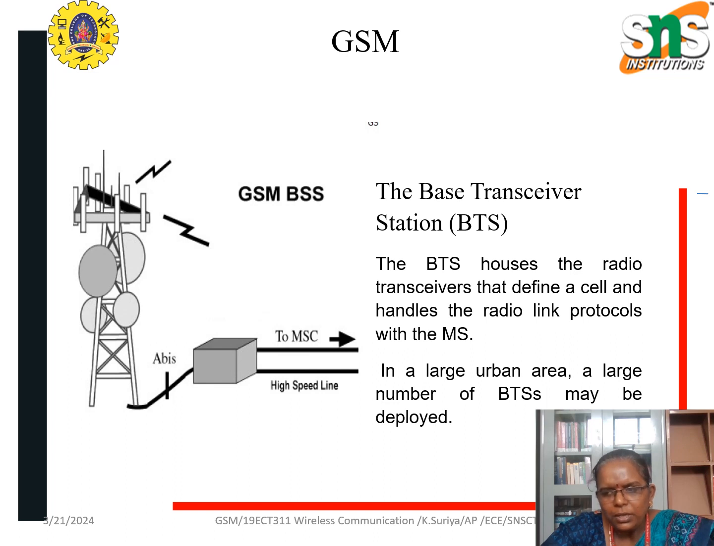In large urban areas, a large number of base transceiver stations may be deployed. The coverage of these base transceiver stations depends upon the height of the antenna and the transmitting power of the antenna. All these are very important factors necessary to determine the radio coverage of the base transceiver station. As shown in the diagram, the base transceiver station is connected to the base station controller using an Abis interface. And from the base station controller, you will be connecting it to the MSC using the high speed T1 line.